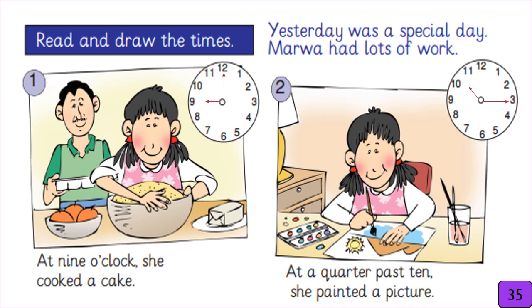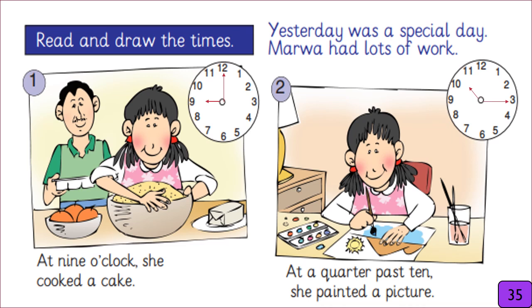Read and draw the times. Yesterday was a special day. Marwa had lots of work. At 9 o'clock she cooked a cake. 9 o'clock, it means that the hour string will be on 9 and the minute string will be on 12. الساعة 9 يعني احنا بنرسم على 9 عقرب الساعات، وعلى الدقايق اللي هو 12 عقرب الدقائق، وفي الحالة دي بنجيب الساعة 9 بالضبط.